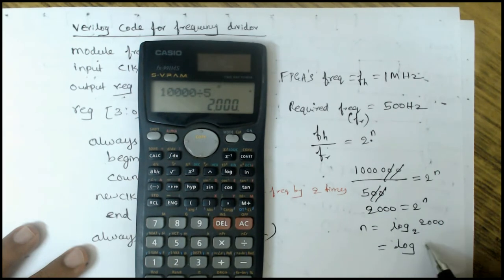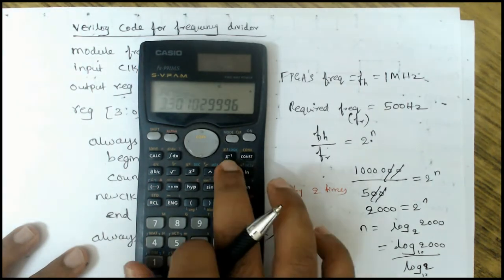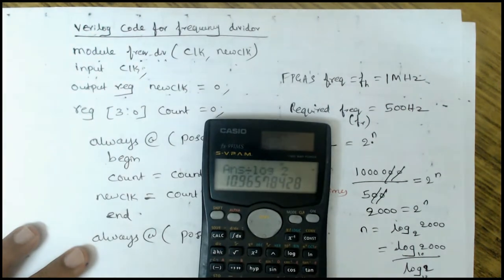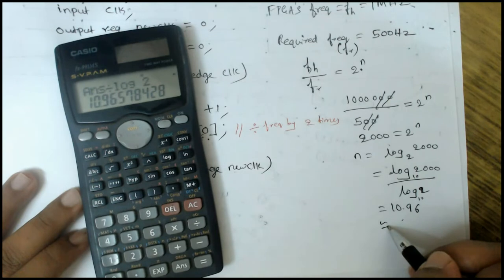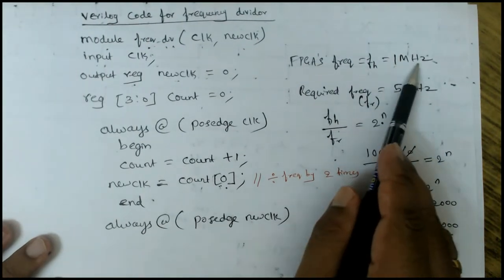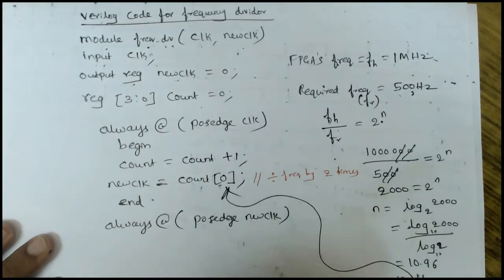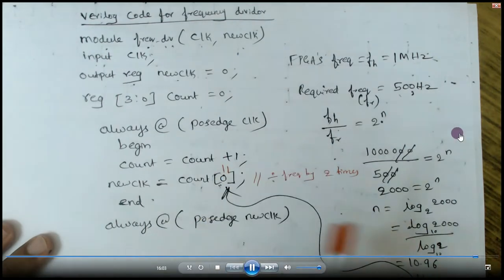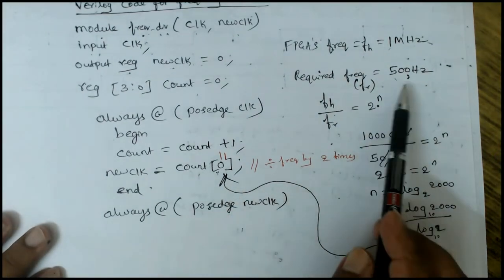You can also do it this way: in the calculator we have log to the base 10, so let me do it. Log of 2000 divided by log of 2. You are getting 10.96, which is almost equal to 11. So N is equal to 11. So to divide the frequency of 1 megahertz to get 500 hertz, you are supposed to replace this 0 with 11.